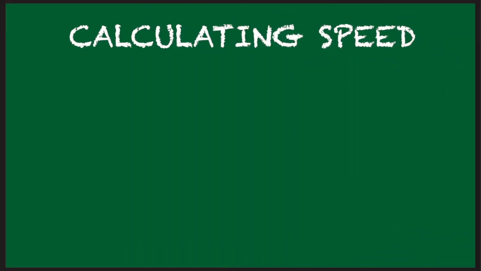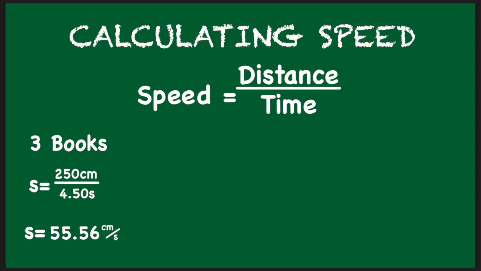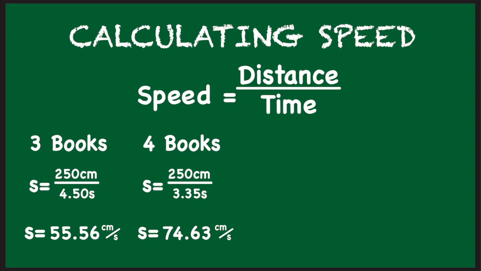To calculate speed, we simply take our distance and divide it by time. So for our 3 book height, we had 250 centimeters and we divided it by 4.50 seconds. This gives us a speed of 55.56 centimeters per second. Using our data from the rest of our trials, we'll calculate the speed for the other book heights. For 4 books at 250 centimeters distance, it traveled 3.35 seconds. That gives us a speed of 74.63 centimeters per second.